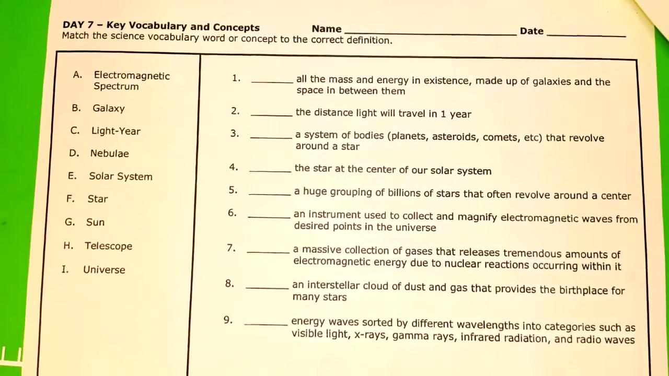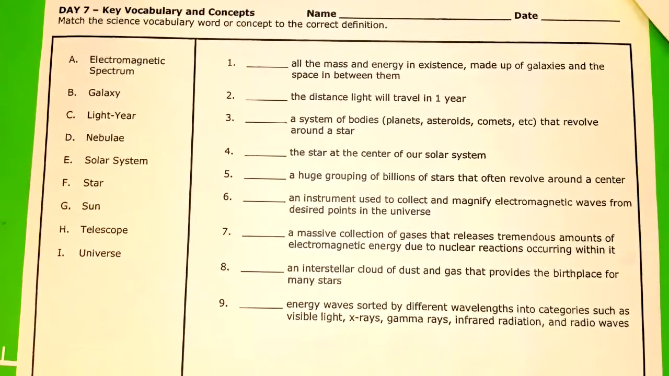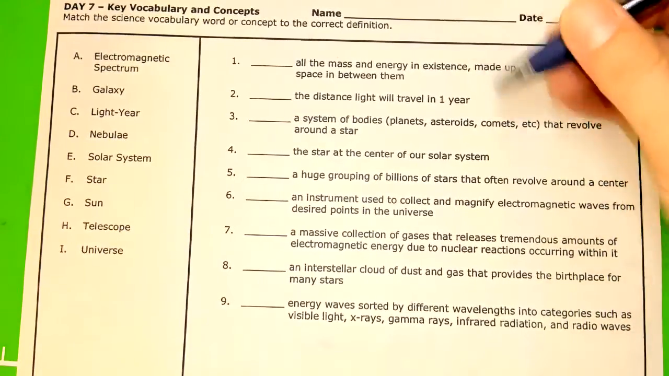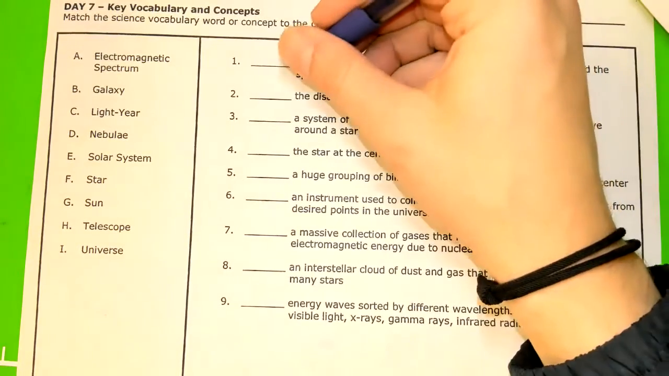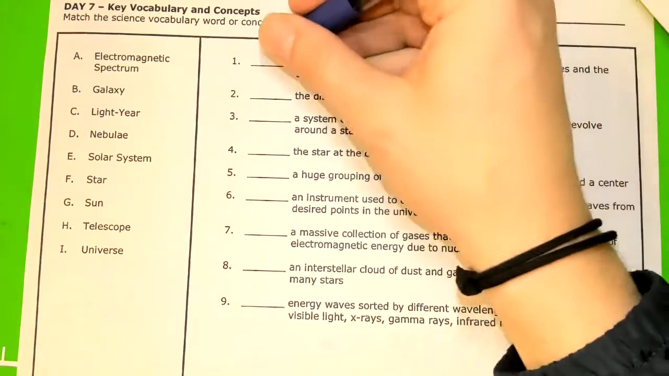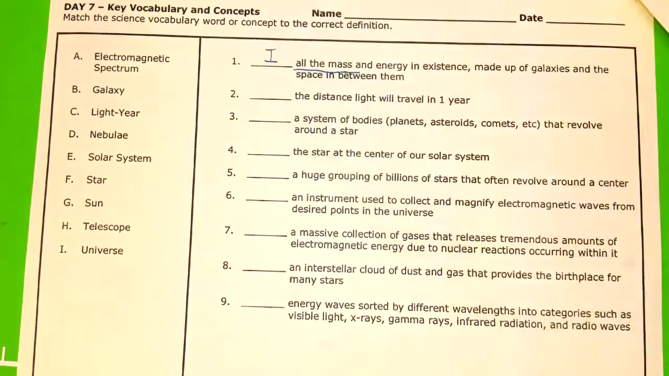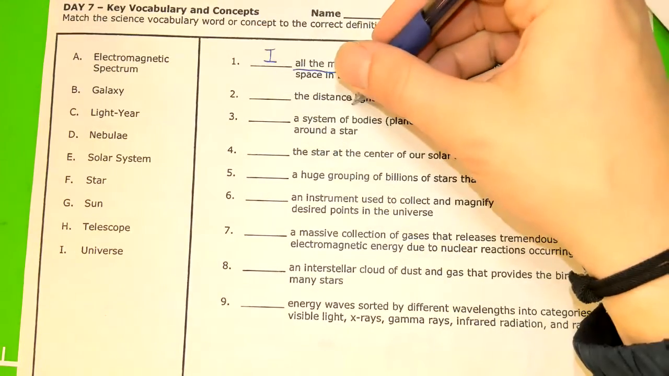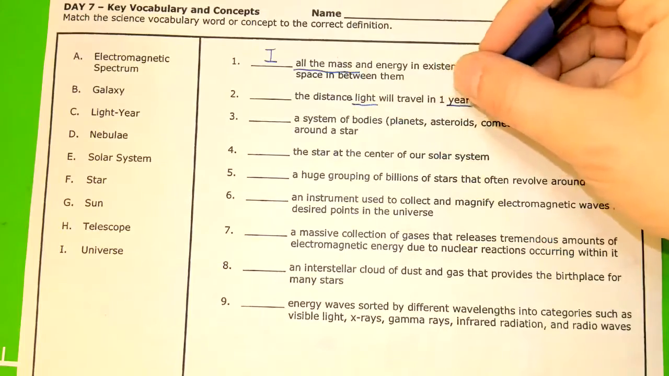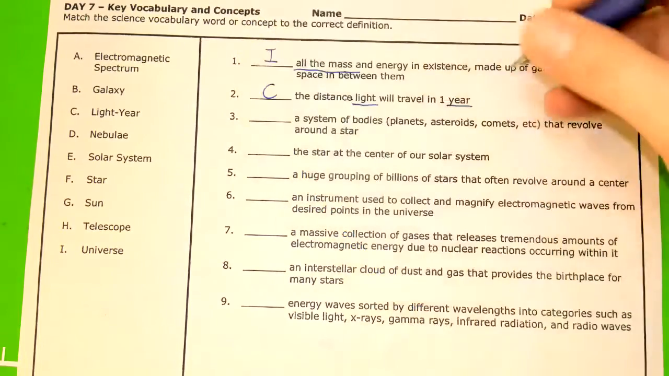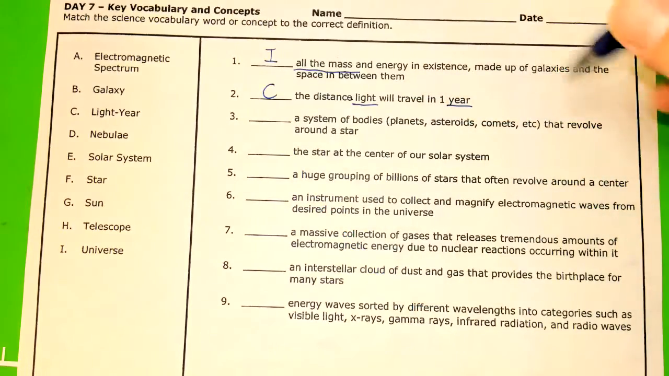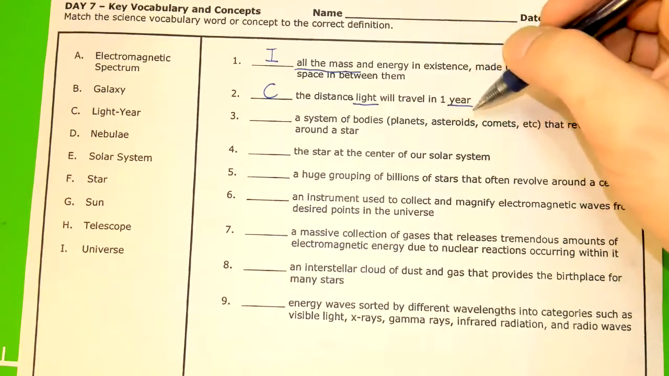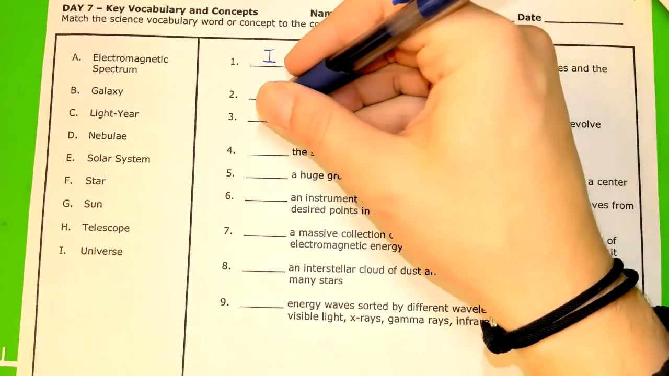All right, moving on to the back, guys, just our vocabulary. Right off the bat, our very first one, all the mass and energy in existence. If it's talking about all the mass, it's talking about our universe. The distance light travels in 1 year. Well, light in a year, that's going to be a light year. A system of bodies that revolve around a star, things like planets, asteroids, comets. Think about everything that revolves around our star. It's called our solar system.